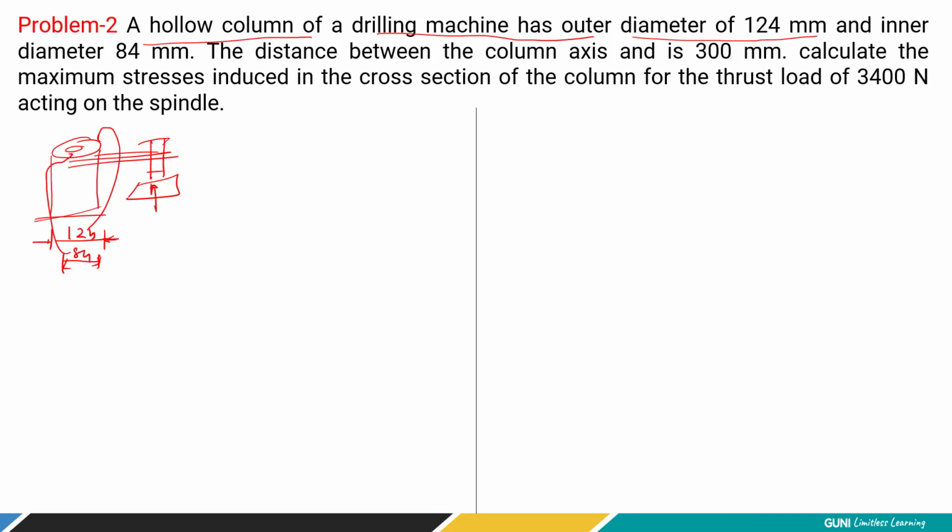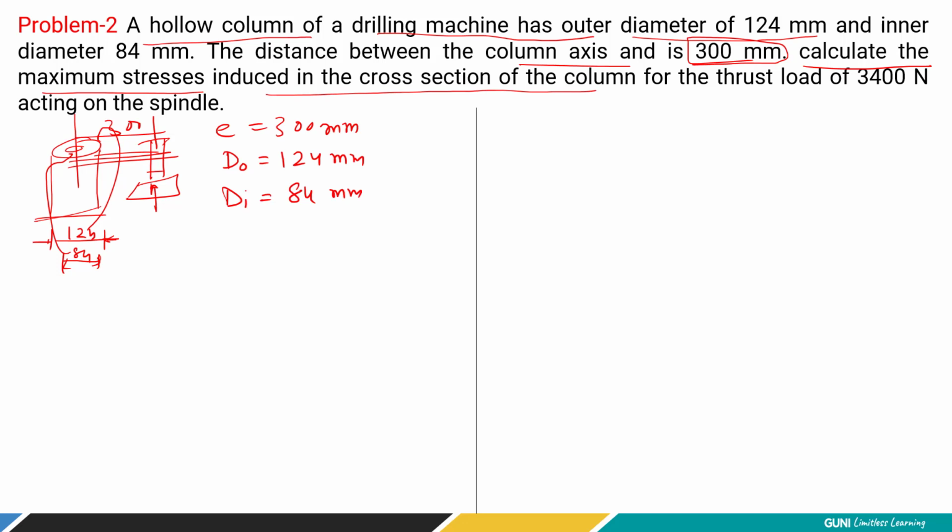Okay, so it's a hollow column. Now the distance between the column axis and the load applied is 300 millimeters. So this is the eccentricity. So the dimension is given, eccentricity is 300 millimeter. So this distance is 300 millimeter. Now outer diameter is 124 millimeter. Inside diameter is 84 millimeter. Now calculate the maximum stresses induced in the cross section. So here we have to find out what is the value of maximum stress.